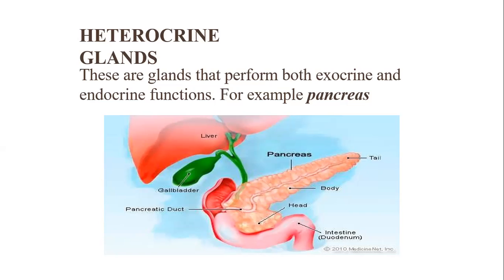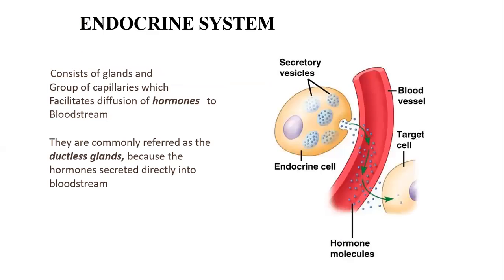Okay, so this is regarding a general idea about endocrine, exocrine and heterocrine glands. Now let us study in detail various endocrine glands. So as we have already said, these consist of glands or groups of capillaries which facilitate the diffusion of hormones into the bloodstream. They are ductless glands. As shown in the diagram, this is a secretory vesicle, endocrine cell, and the secretion is directly poured into the bloodstream, which is carried to various target cells. So this is the normal functioning of an endocrine gland.